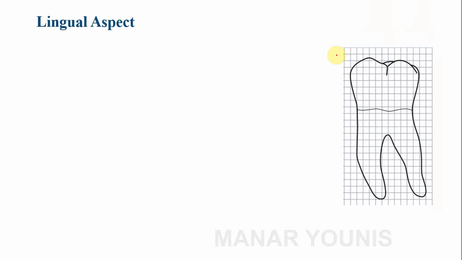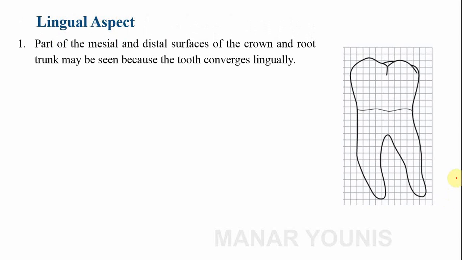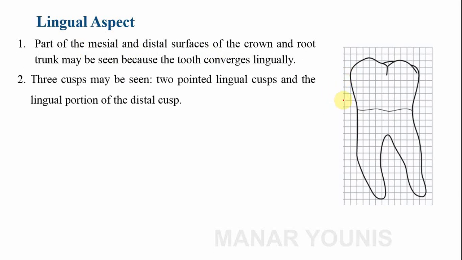Moving to the lingual aspect, the geometric outline is also trapezoidal, with the shortest toward the cervical line and the longest toward the occlusal surface. Due to the lingual convergence, which is found in the mandibular molars, part of the mesial and distal surfaces can be seen. 3 cusps can be clearly seen from this aspect: the mesiolingual, which is the longest cusp in this tooth, then the distolingual, and the lingual portion of the distal cusp. This is the lingual portion of the distal cusp.